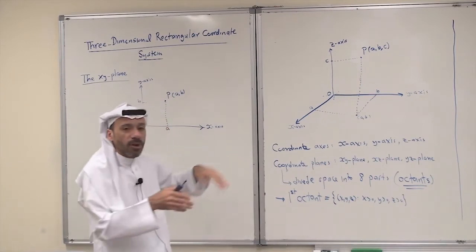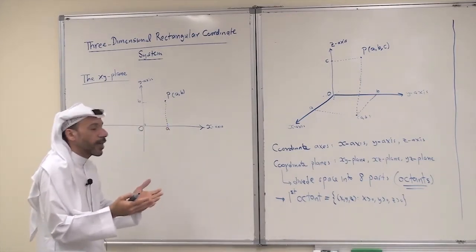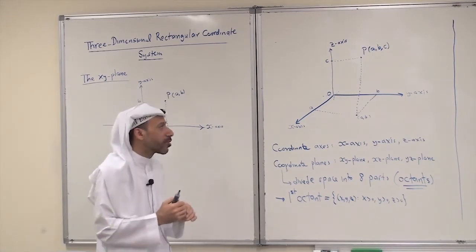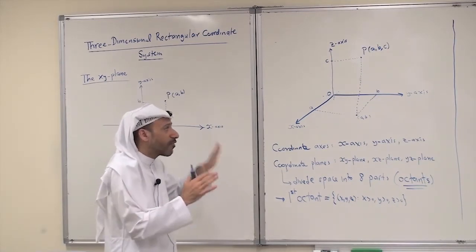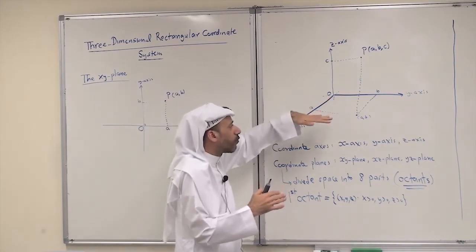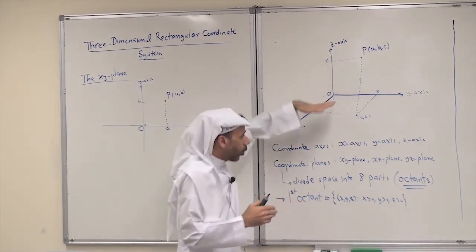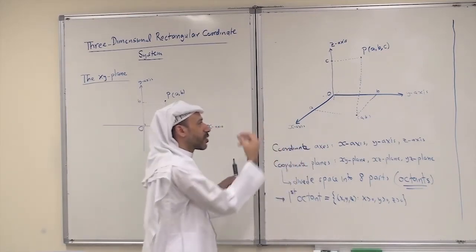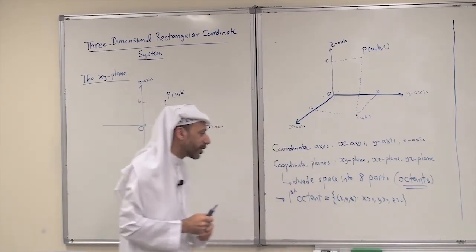What about the other octants? Well, there is no standard way of numbering them, so usually we leave them unnumbered. But we have four above the floor, and four below the floor. The main octant is the first octant, which is defined in this manner.